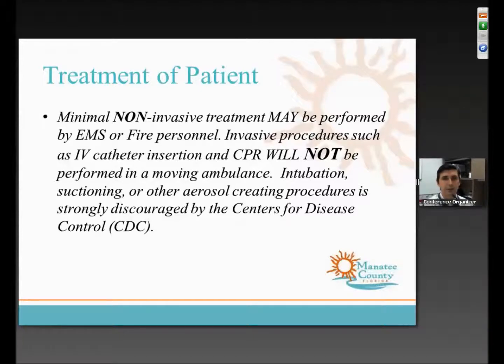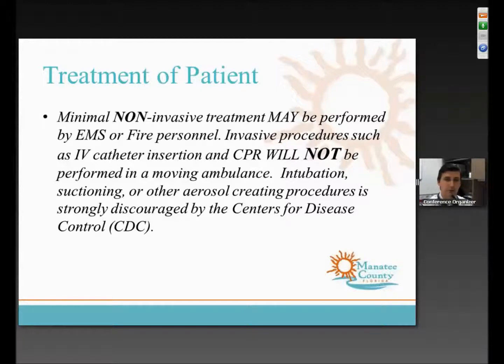Treatment of the patient should be minimal at best. Non-invasive treatment may be performed by EMS or fire personnel, as an example, applying oxygen, but invasive procedures such as IVs or CPR will not be performed in a moving ambulance. Intubation, suctioning, or other aerosol-creating procedures will more than likely not occur, as directed by the Center for Disease Control and others. Again, it basically is supportive action.